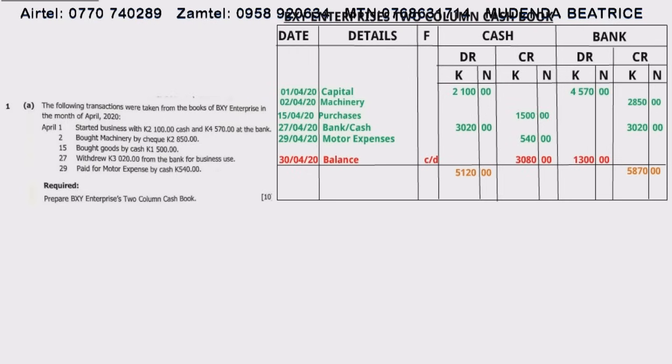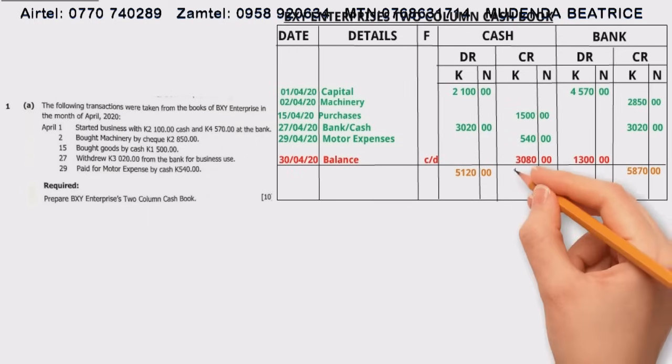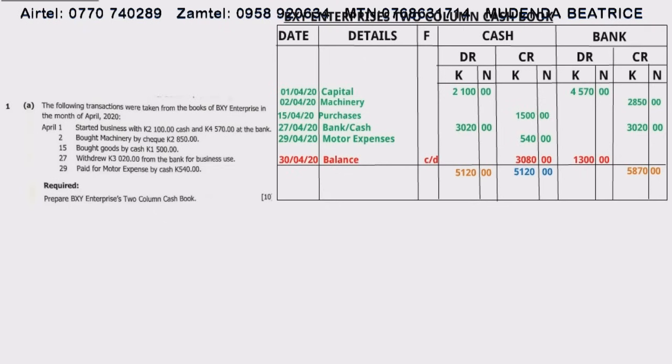Now we come to balancing this. Since under cash we found 5,120 under debit, that means under credit as well we are going to find 5,120. When we add 1,500 plus 540 plus 3,080, it gives us 5,120 kwacha. Again, on the bank section, under debit, when we add 4,570 plus 1,300, it gives us 5,870.